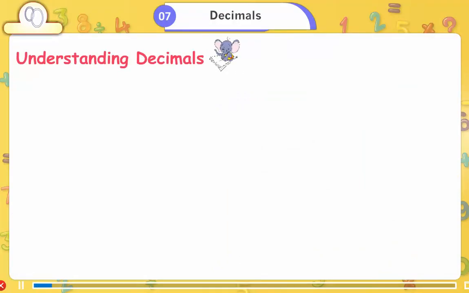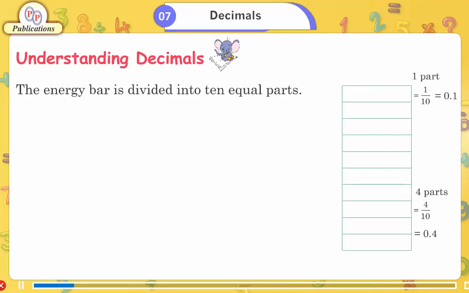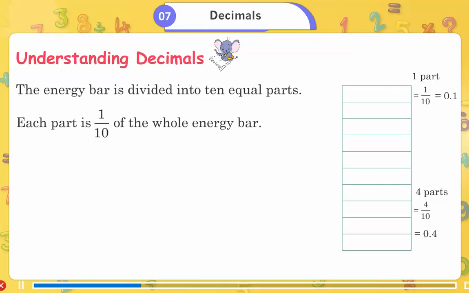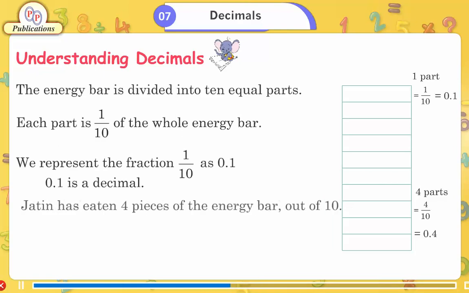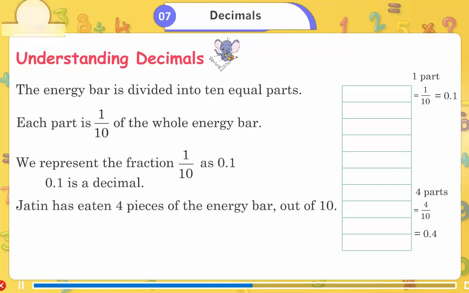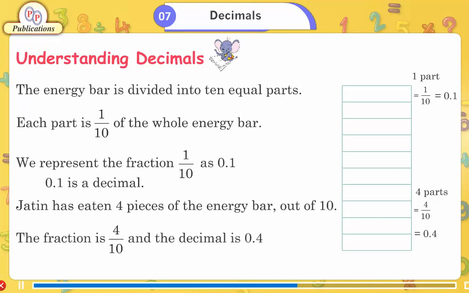Understanding decimals. The energy bar is divided into 10 equal parts. Each part is 1 upon 10 of the whole energy bar. We represent the fraction 1 upon 10 as 0.1. 0.1 is a decimal. Jatin has eaten 4 pieces of the energy bar out of 10. The fraction is 4 upon 10 and the decimal is 0.4.